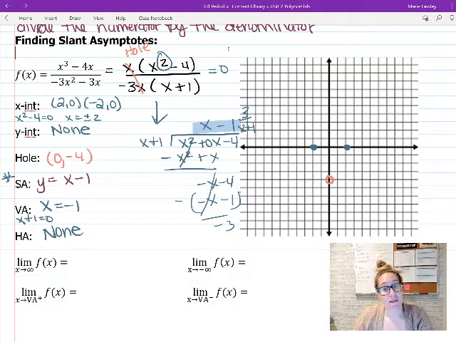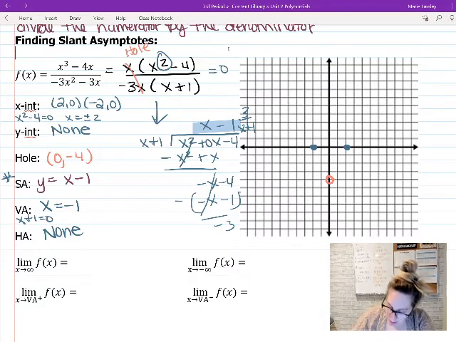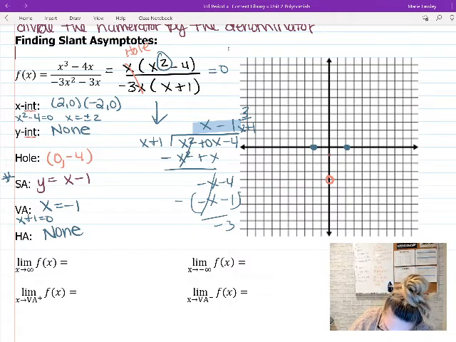All right, so this one, like I said, because it's only 1 degree higher on the top, we're going to get a linear function as our slant asymptote. All right, and we can go ahead and graph this. This is just a line, right? So you go down to negative 1, and then I have a slope of up 1 over 1. Up 1 over 1, up 1 over 1. Down 1, back 1, down 1, back 1. Now this is a dotted line, so when we sketch this in, just like all other asymptotes, it is going to be dotted.